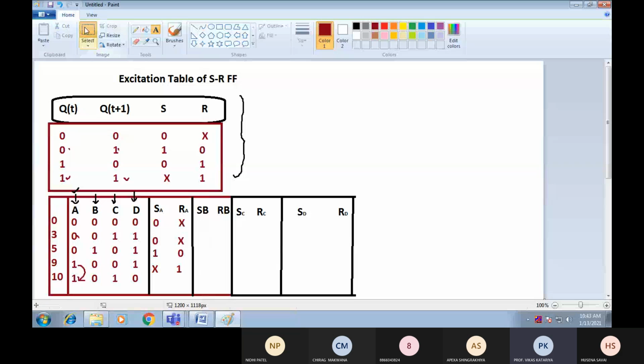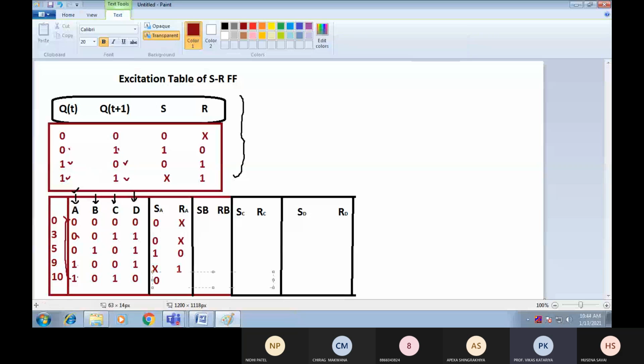And for the last input, do it very carefully. Now this becomes the present state. The last value becomes the present state, and the first value for this input becomes the next state. So 1 and 0 sequence has to be considered. So present state is 1, next state is 0. So for this, the values of SR flip-flop are 0 and 1. So make it input here, 0 and 1.